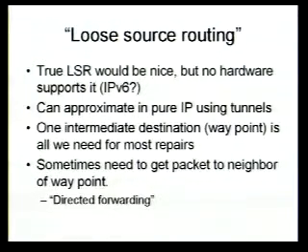So you can put a tunnel on and say, get me to this next point. And then from that next point, it can safely get to the destination without going back through the failed link or node. And usually one intermediate destination or waypoint is all that's needed. But sometimes you need to do more. And sometimes you need to get the packet to the neighbor of the waypoint. So then there's an idea called directed forwarding.